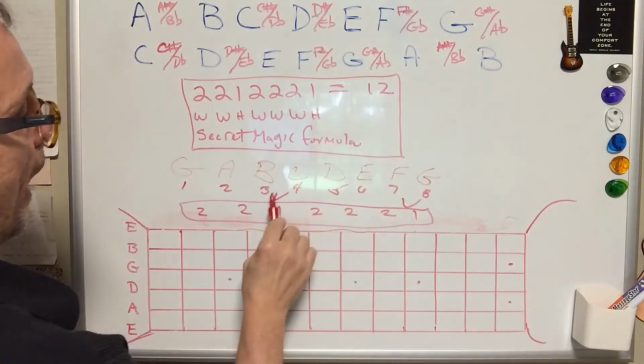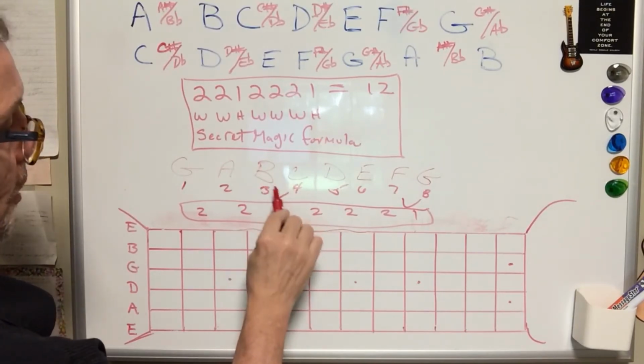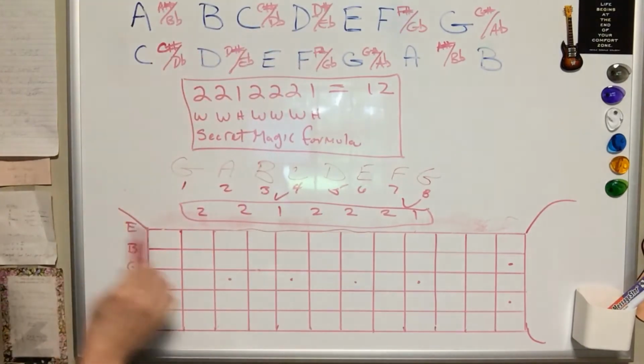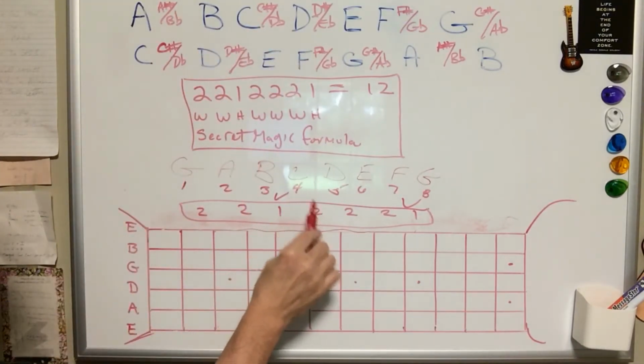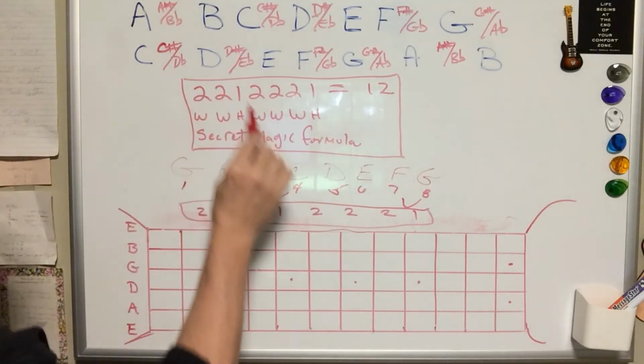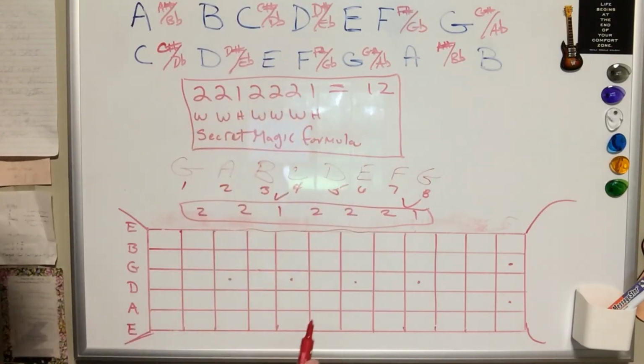Now I need a half step from B, because it's right here. So this falls perfectly. B goes right to C. Now I need another whole step between C and D. That works out perfectly. I need another whole step between D and E. D to E works out fine.